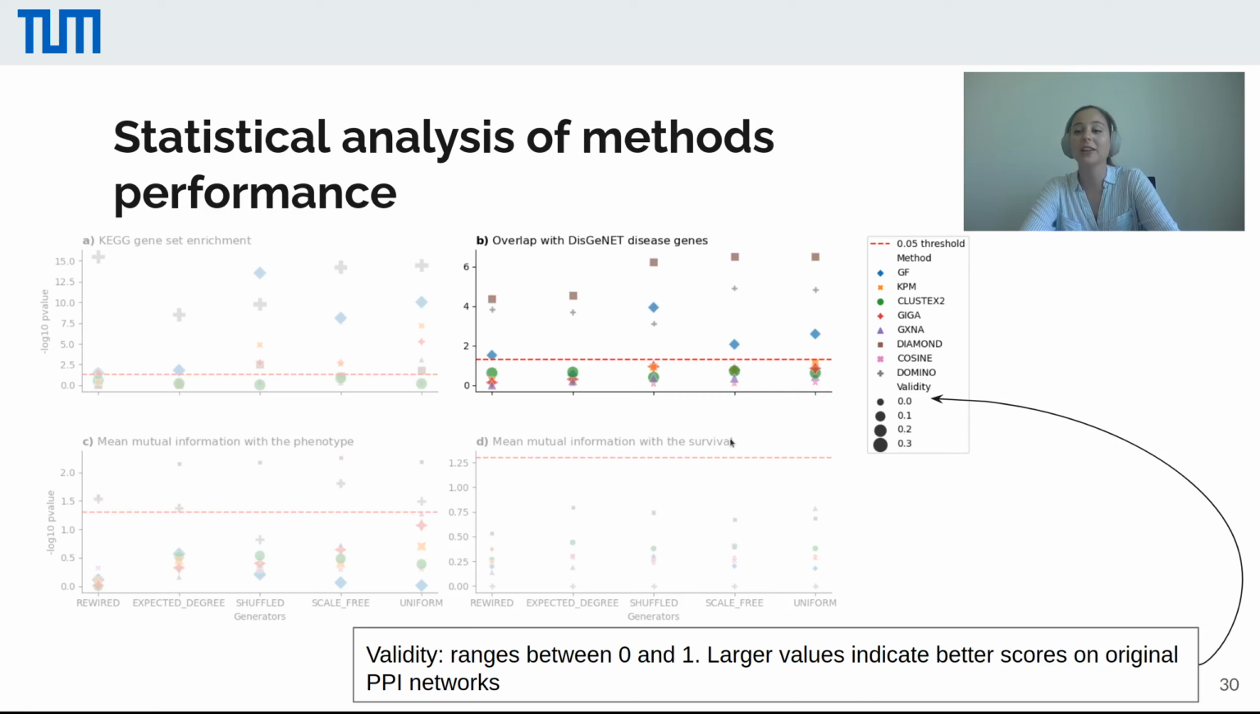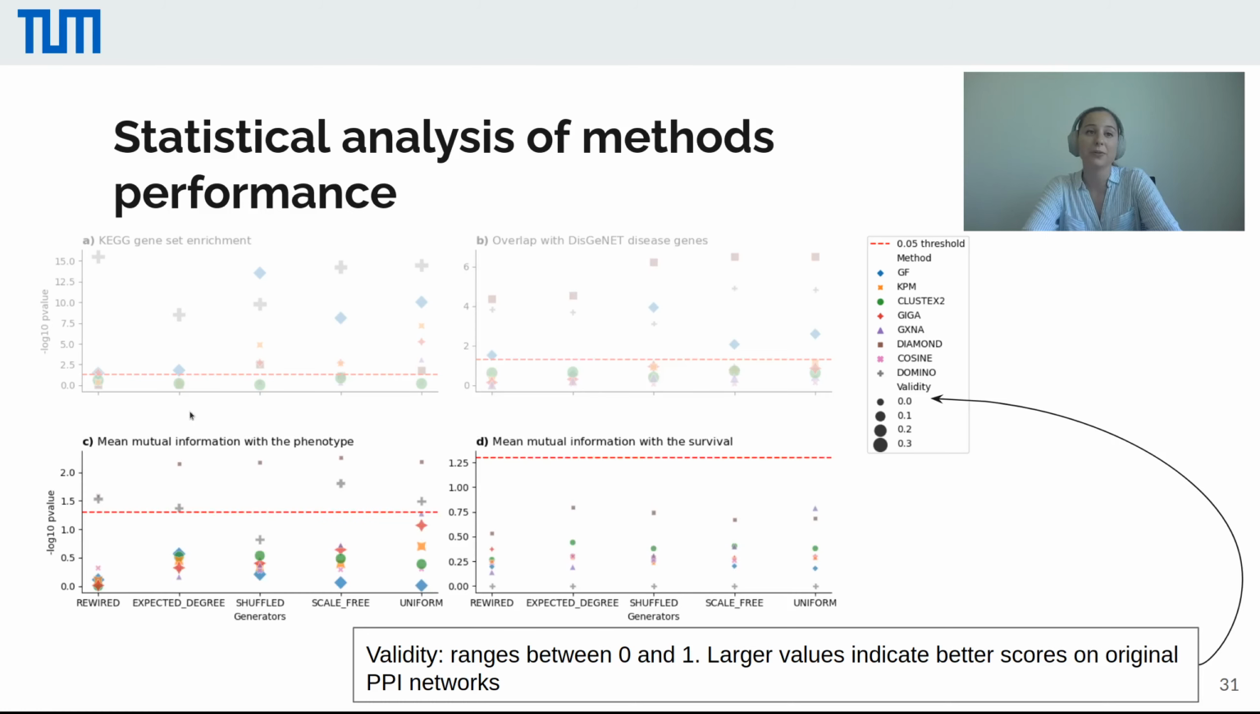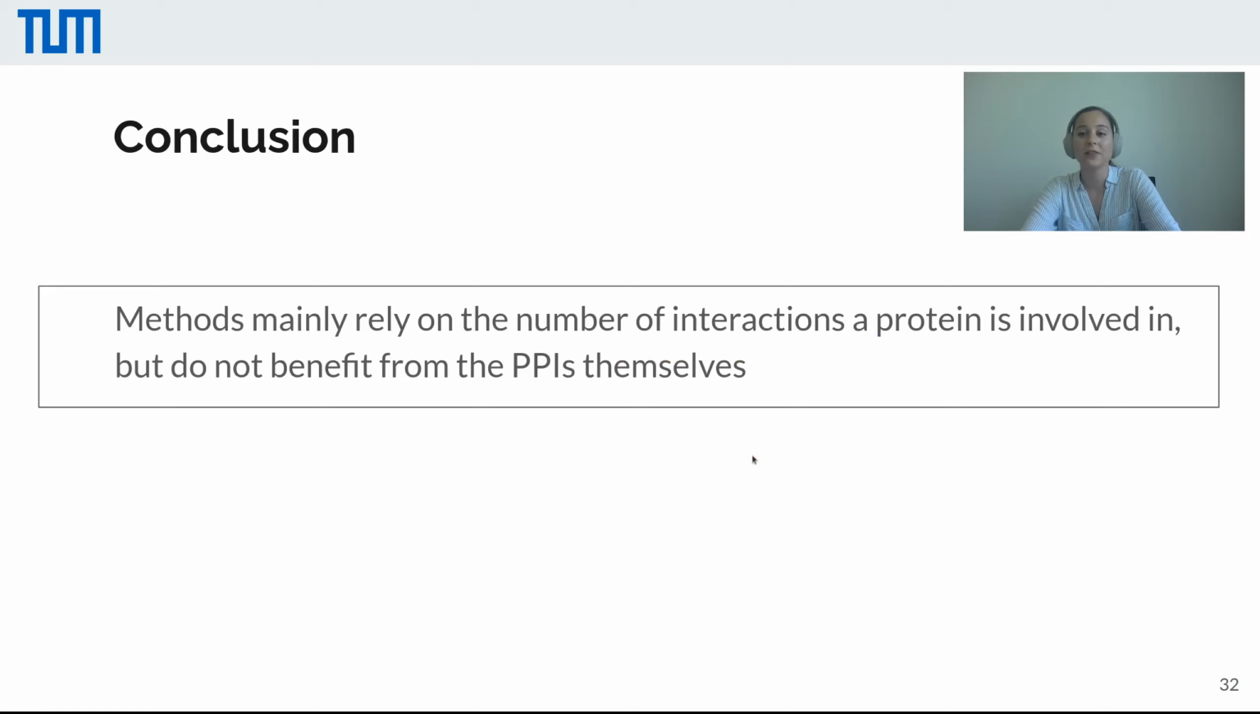Overlap with this GeneT looks already worse, as methods either don't produce significantly worse results or do it only in 10% of the cases, like we see here with Diamond. And the situation is even worse for mean mutual information to the phenotype and with the survival. So the conclusion we got from this part is that methods mainly rely on the number of interactions a protein is involved in, but do not really benefit from the PPI themselves. But still, Domino, for instance, performed better than others, and it's important to understand why.